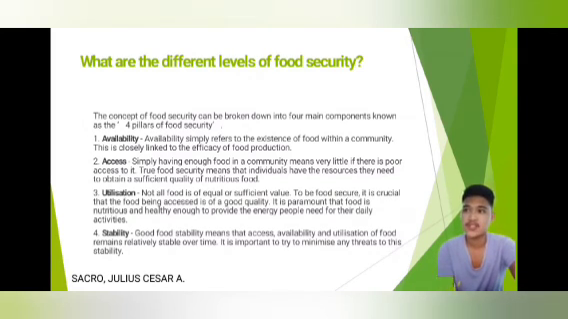Utilization: not all food is of equal or sufficient value, so to be secure, it is crucial that the food being assessed is of good quality. Last is stability. Good food stability means that access, availability, and utilization of food remain relatively stable over time.